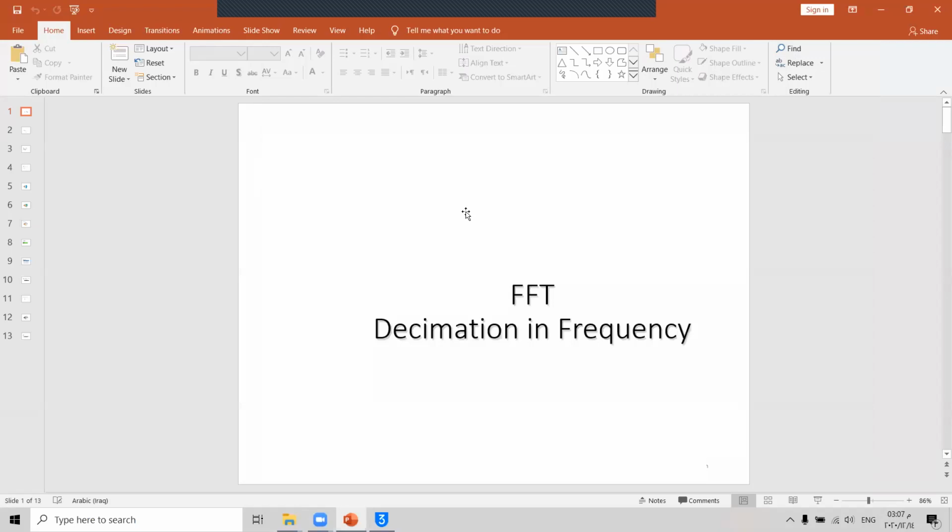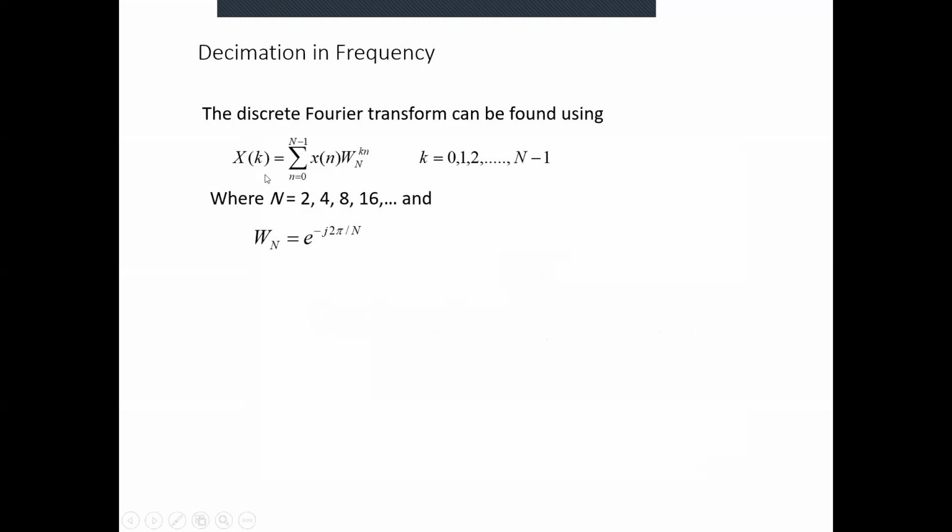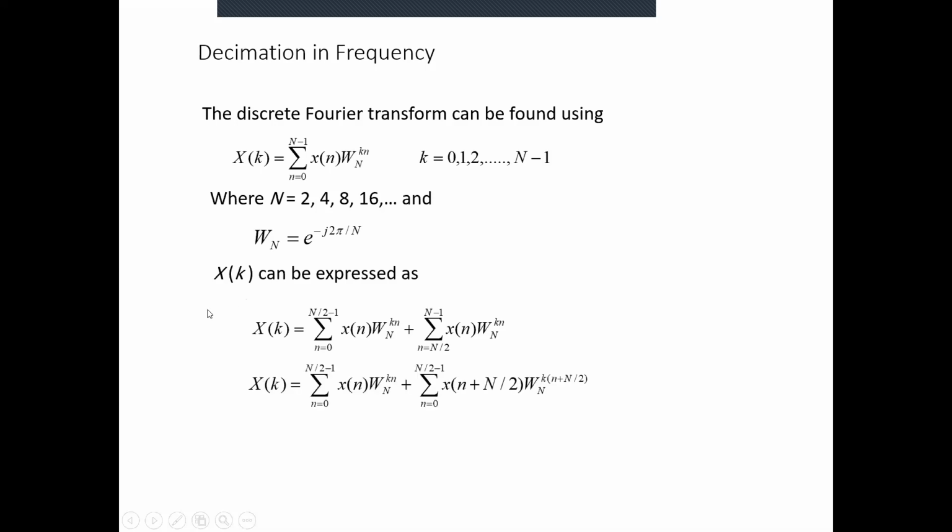Well, the next lecture will be the fast Fourier transformation, and this time decimation in frequency. Now, we said that W_N^k is e to the minus j 2 pi k over N. This will be the weighting function. Decimation in frequency, really, this time we are going to arrange the sequence as it was.